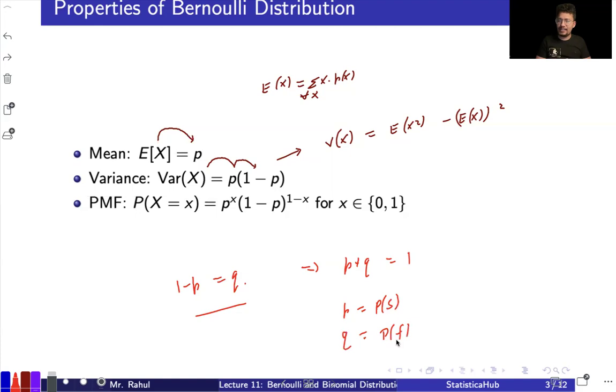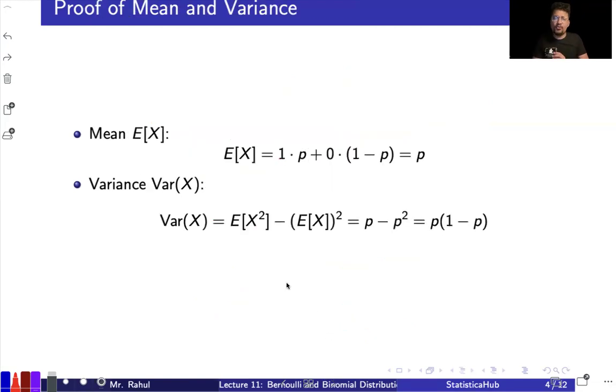So that makes sense. Like if there is a 30% chance that you will pass the exam, then obviously there is a 70% chance that you will fail the exam. Right? So that is the idea about the Bernoulli distribution and certain properties. Okay. Now let's go for the proof of the mean and the variance.